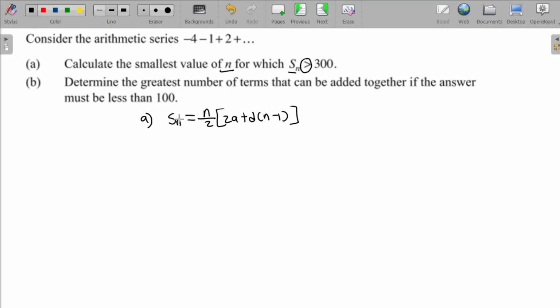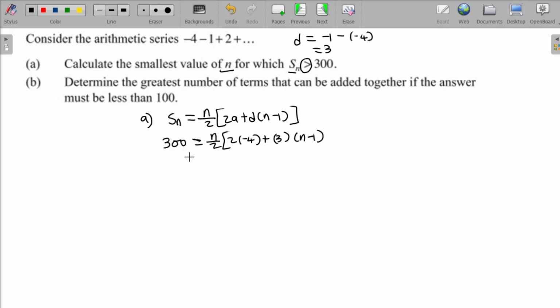Now, let's do it. Sn needs to be greater than 300, so the value of Sn is going to be 300, equal to n over 2 into 2 times a, which is negative 4, plus the difference. The difference is negative 1 minus negative 4, which gives us a positive 3. Guys, very, very important. So my d is 3, into n minus 1.